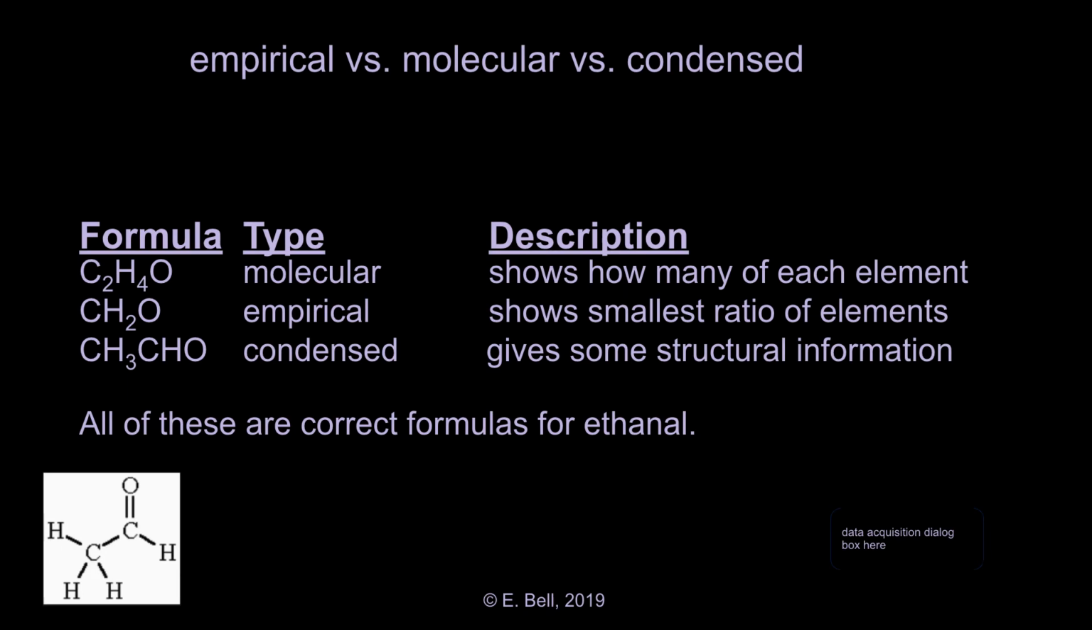There are several ways to write the chemical formula for an individual chemical. There are molecular, empirical, and condensed or structural formulas. Molecular formulas give the number of atoms of each element which are in the molecule. Empirical formulas show the smallest whole number ratio of the elements in the molecule. Condensed or structural formulas give some description of the structure of the molecule. All of these formulas are the correct formula for the chemical ethanol.